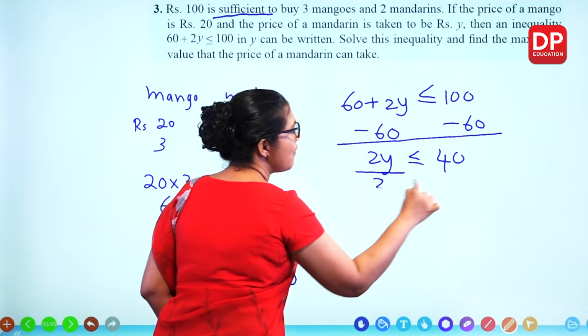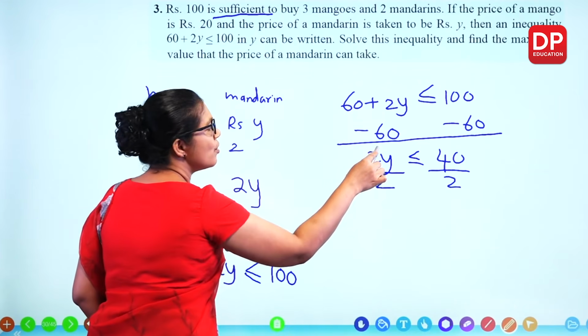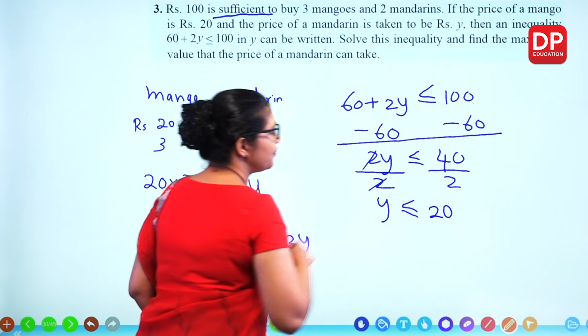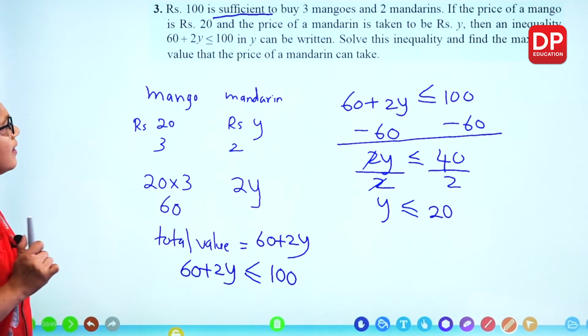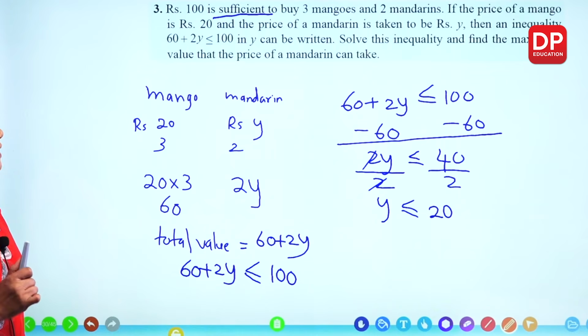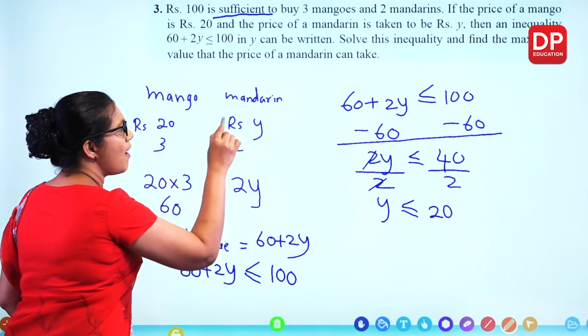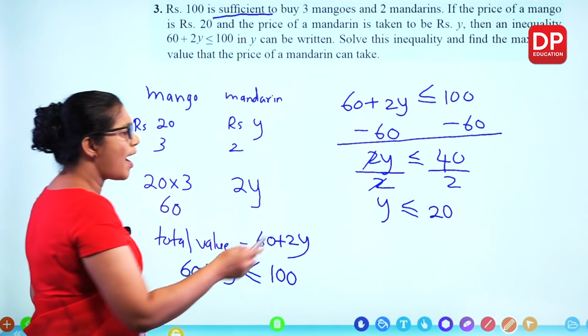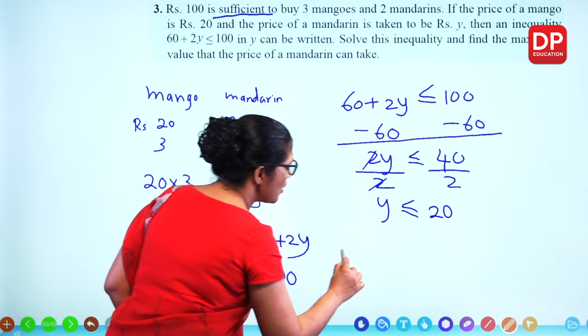Now you have to divide both sides by 2. You get y is less than or equal to 20. So here we solve the inequality and find the maximum value that the price of a mandarin can take. Here y is the price of the mandarin. It says y should be less than or equal to 20.